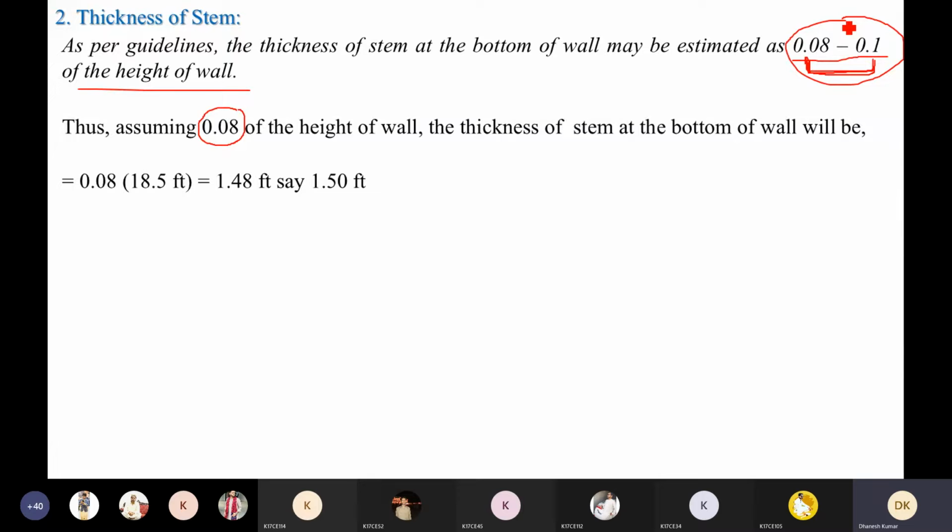So better to, whenever you are getting a range, whether it is in the guidelines or the ACI code, and you're choosing a value for any particular structural element, always take an average. Okay, so in this problem we are assuming 0.08: the thickness of the stem should be 0.08 of the height of the wall.